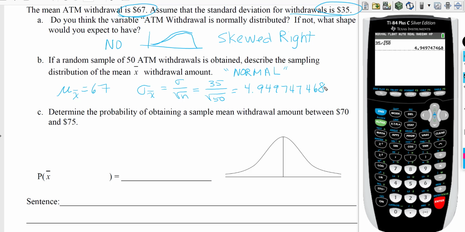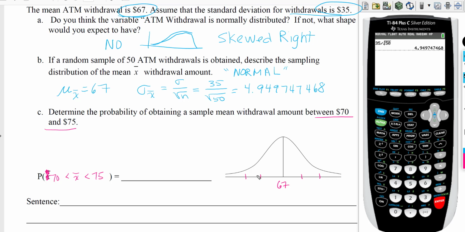Now we're going to determine the probability of obtaining a sample mean withdrawal amount between $70 and $75. So it's going to now be between $70 and $75. So let's go ahead and change that sample mean. And the sample mean is going to be in the middle, and it's going to be between $70 and $75. So setting up our probability statement. Also on our curve, if you remember, we're going to have $67 as the mean, and our new standard deviation of 4.94 is going to be on either side.